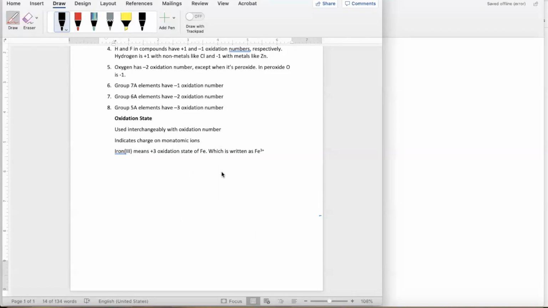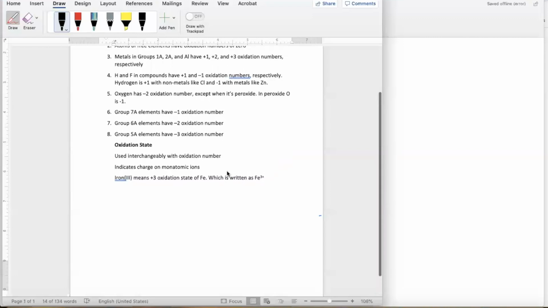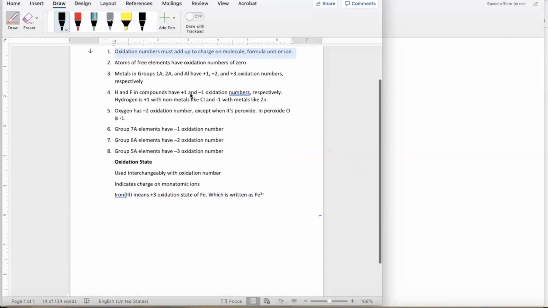All right, guys. So now let's look at our third rule. Third rule, all of you already know. So what is this saying? Metals in group 1, guys. Group 1 has what charge? +1. So it's just saying that again, +1. Group 2 is +2.